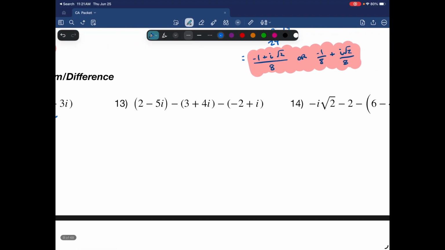When the negative is in front of the parentheses, you distribute that negative through the parentheses behind it. So 2 minus 5i comes down, minus 3 minus 4i. All right, distribute the negative. Two negatives make a positive, so it's plus 2 minus i. And then I combine like terms. I got 2 minus 3 plus 2, so 4 minus 3 is 1. Negative 5i, negative 4i, negative i, that's going to be minus 10i. So 1 minus 10i is my answer.